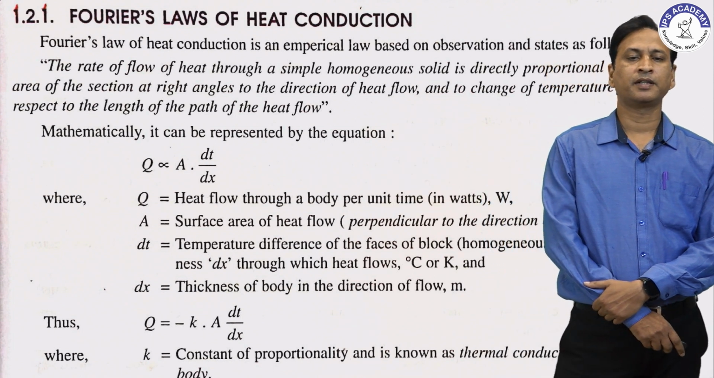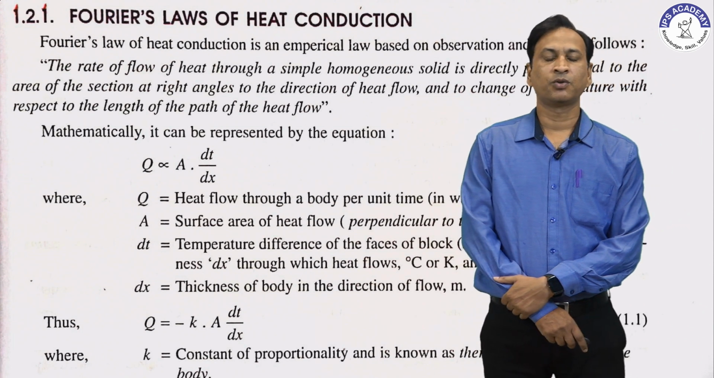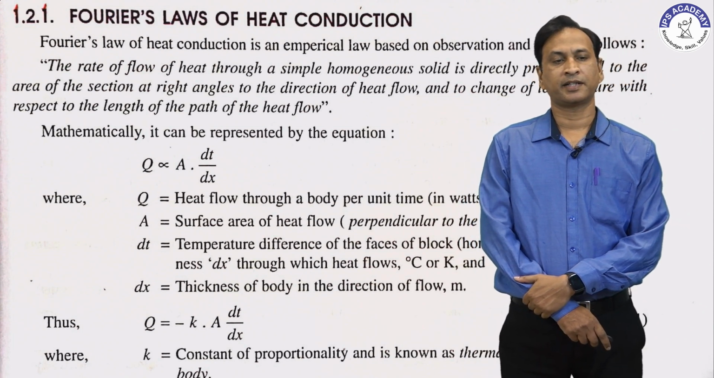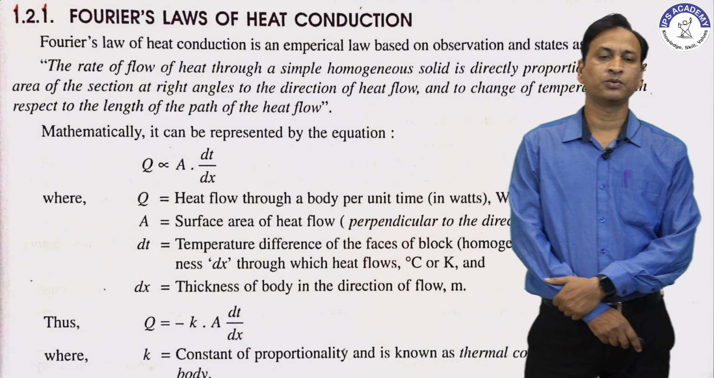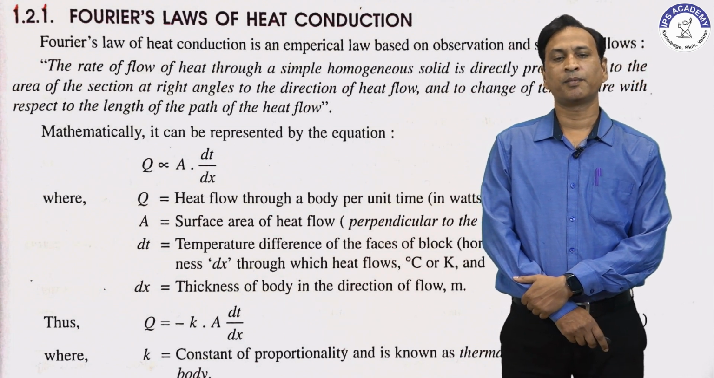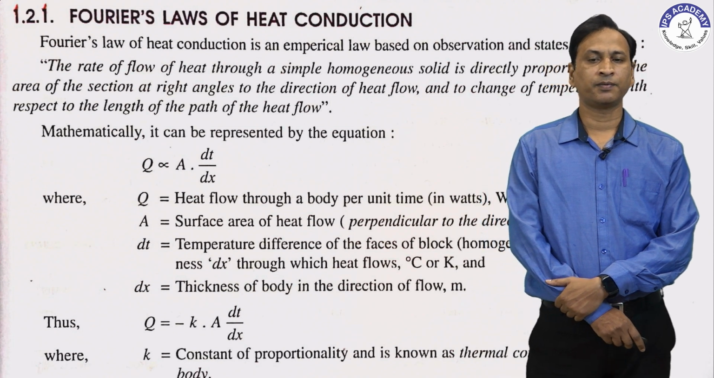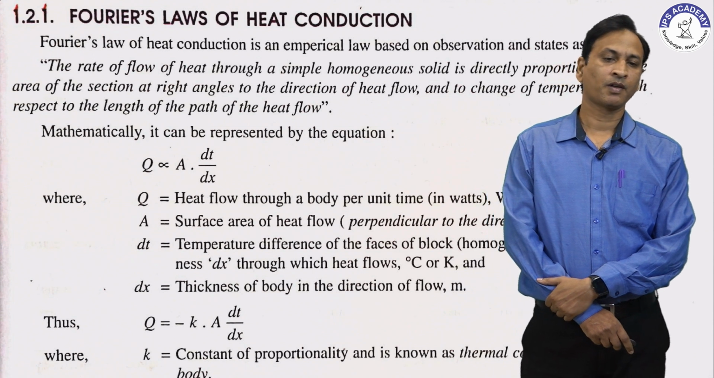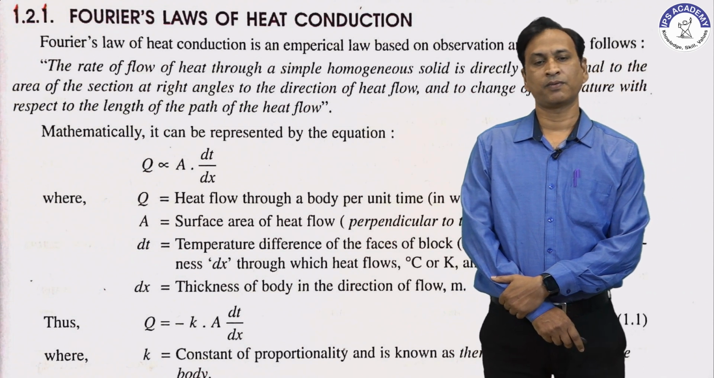Mathematically, it can be represented by the equation Q is proportional to A into dT upon dx, where Q is the heat flow through a body per unit time, in the unit of watt, denoted by capital W, and A is the surface area of heat flow.